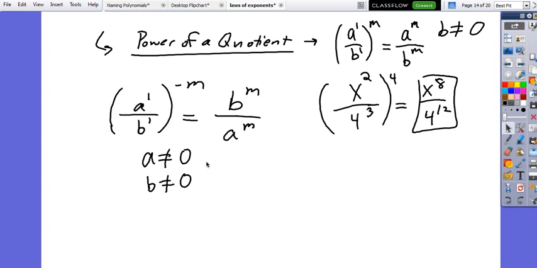in parentheses, we're going to have to take the reciprocal of that fraction and then distribute the m. So we basically change the sign. So we reciprocate it and then change the signs. So this becomes b to the m over a to the m. But since b started in the denominator, b can't be 0. Since a ends up in the denominator, a can't be 0 either. Because you can't have 0 in the denominator of a fraction.